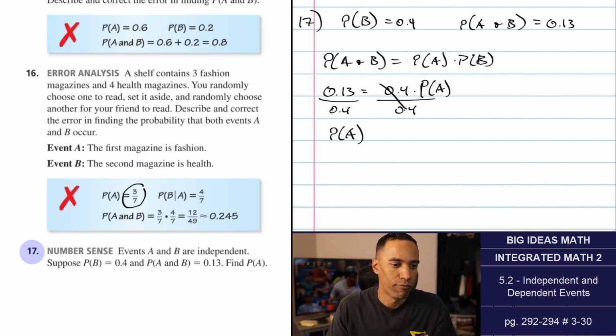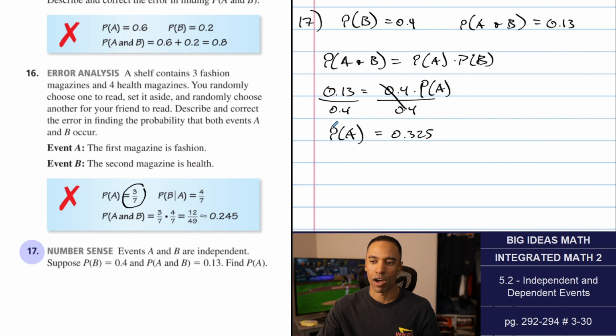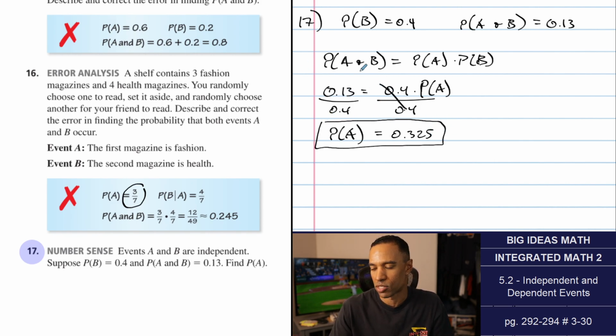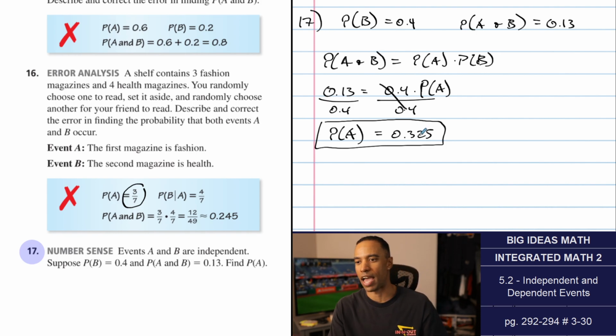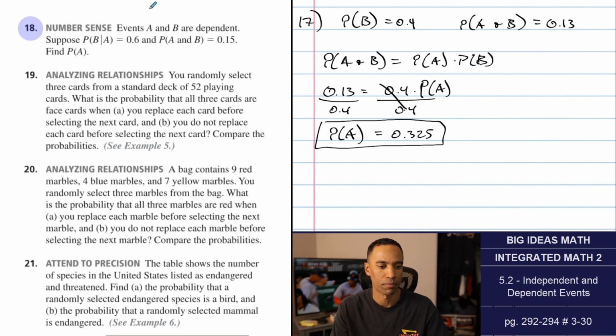So 0.13 divided by 0.4, I'm thinking of 13 out of 40. That's 0.325. I'll go ahead and leave this one as a decimal. Everything else kind of stuck as a decimal to begin with. So that makes sense: 32.5% chance of A happening, and with B, given that they're independent, there's a 13% chance of them both occurring.